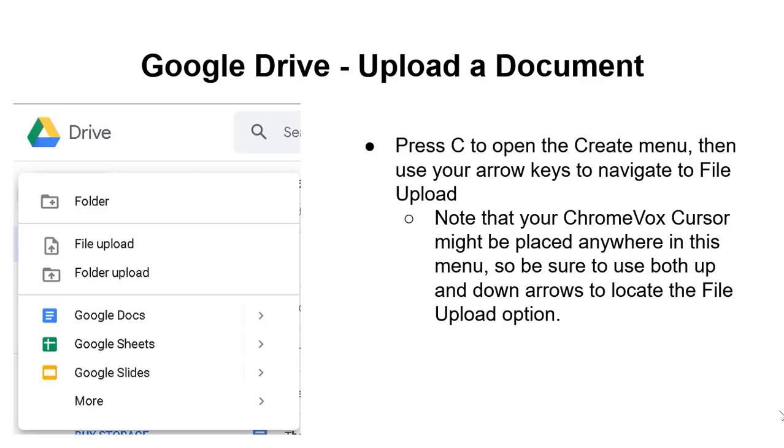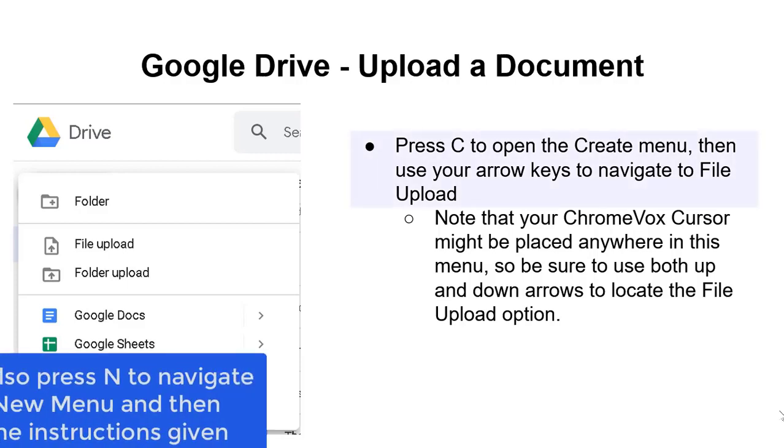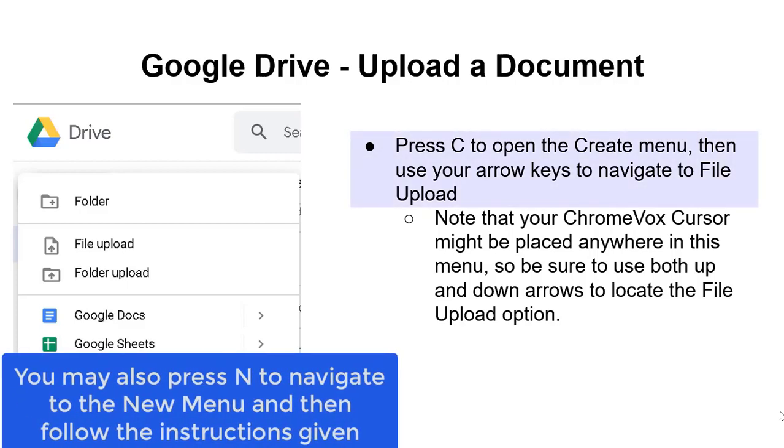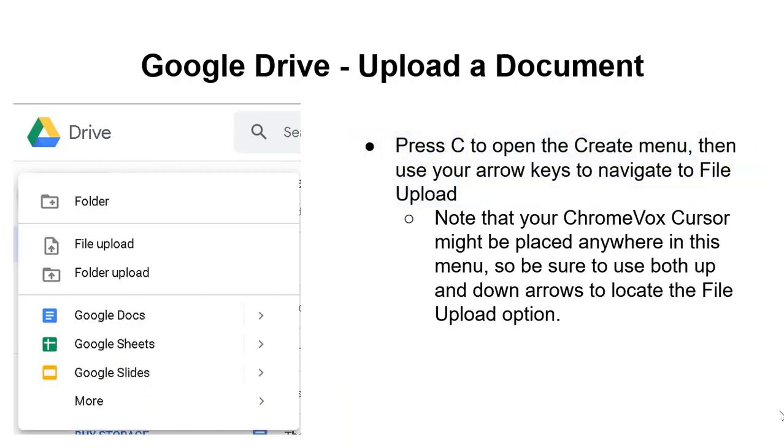To upload a document in Google Drive, that's something that a lot of people need to do. You're going to press the letter C to open the Create menu, and then use your arrow keys to navigate to File Upload. Please note that your ChromeVox cursor could be placed kind of anywhere in that menu, so you're going to want to use your up and down arrows to locate the File Upload option.